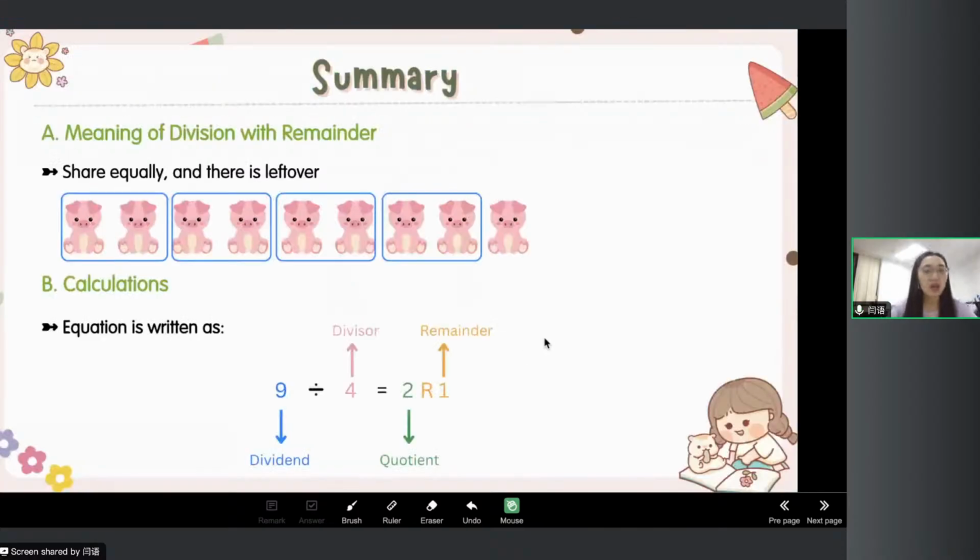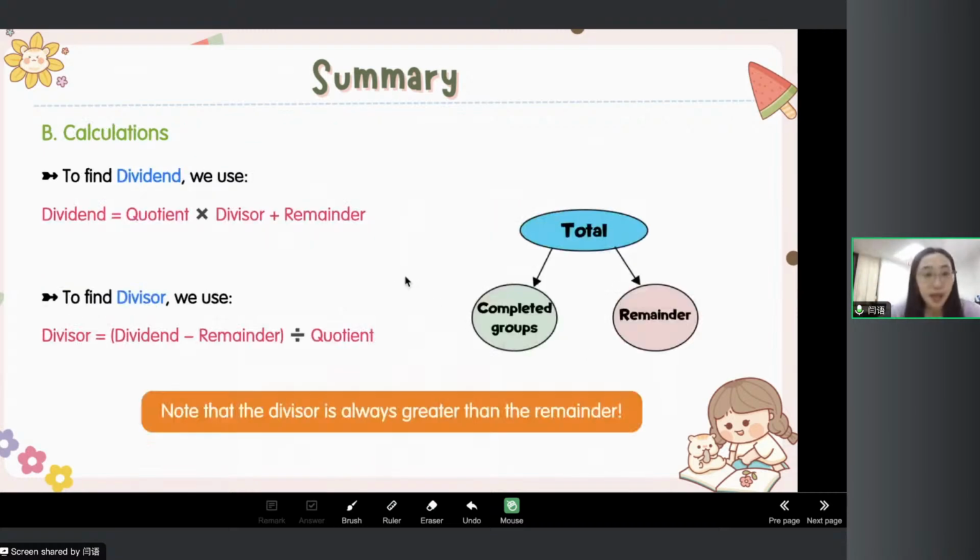So here let's have a quick summary of the first part, okay? So here you see the meaning of division with remainder. That is when we try to share equally or group equally, if there is leftover, we call the leftover the remainder. And usually we write it as a capital R followed by the number, that is the leftover. Then when we try to figure out the dividend, what should we do? Firstly, we multiply the quotient by the divisor, just like the small rainbow showed you, and then plus the remainder. So everyone, you just memorize these 3 circles in your mind, okay?